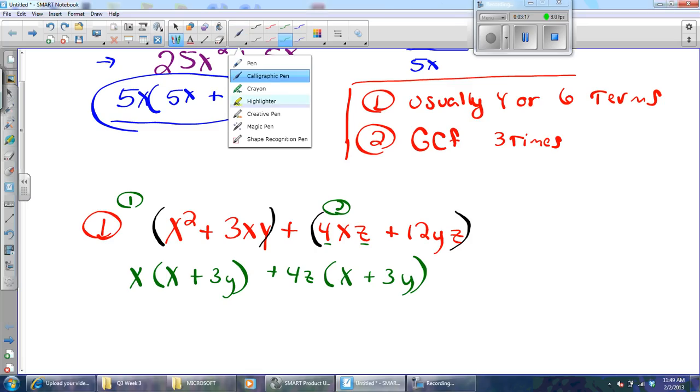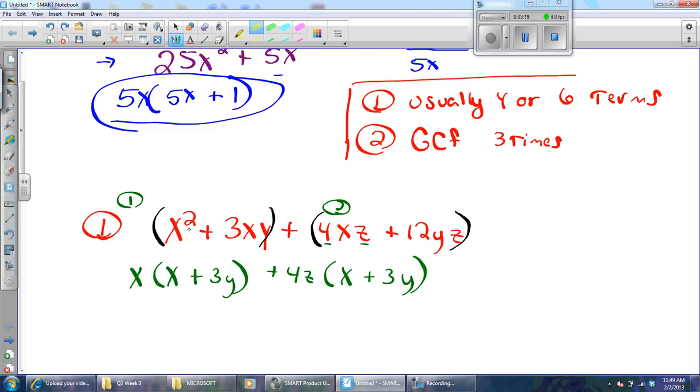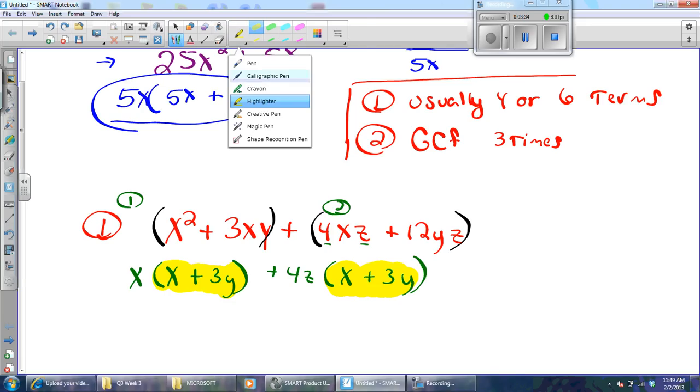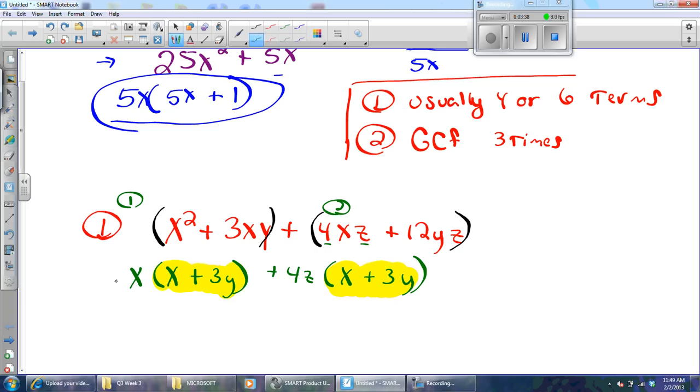Sorry, wrong button. Get my highlighter out. Do you see this guy and this guy? What do you know? They're common, aren't they? The quantity of x plus 3 is showing up in both groups. And in fact, this is multiplication, yes? And so is this. So that means the quantity of x plus 3 is a factor of both terms. And it shows up in both, so therefore it's a common factor.